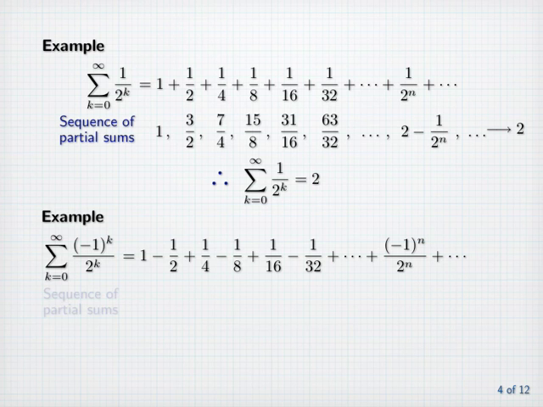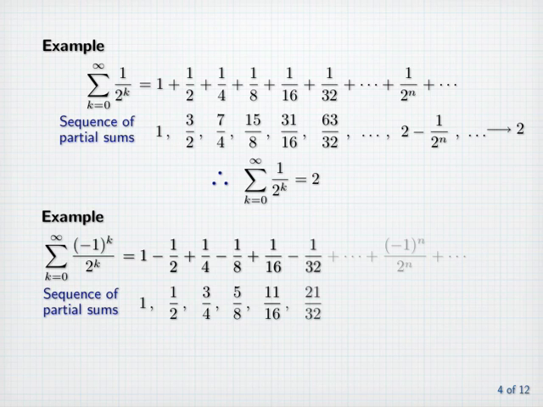Let's look at the sequence of partial sums. We have 1 minus 1/2 equals 1/2, 1/2 plus 1/4 equals 3/4, 3/4 minus 1/8 equals 5/8, then we have 11/16, 21/32, and so on. Here it's not as easy to find a formula for the nth partial sum, and so we clearly need better ways of doing things.